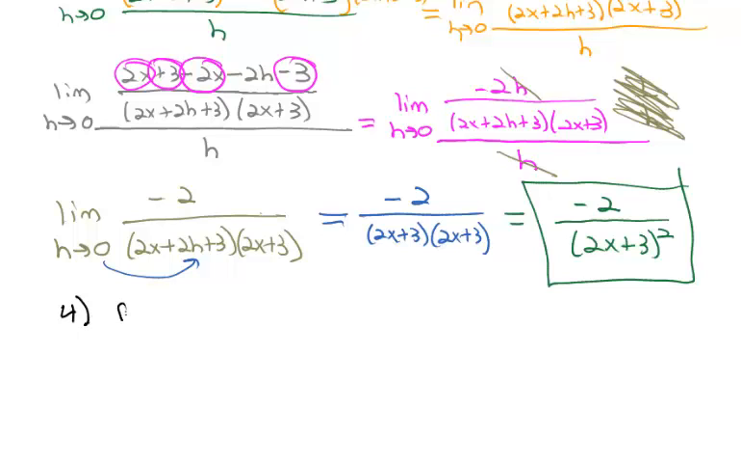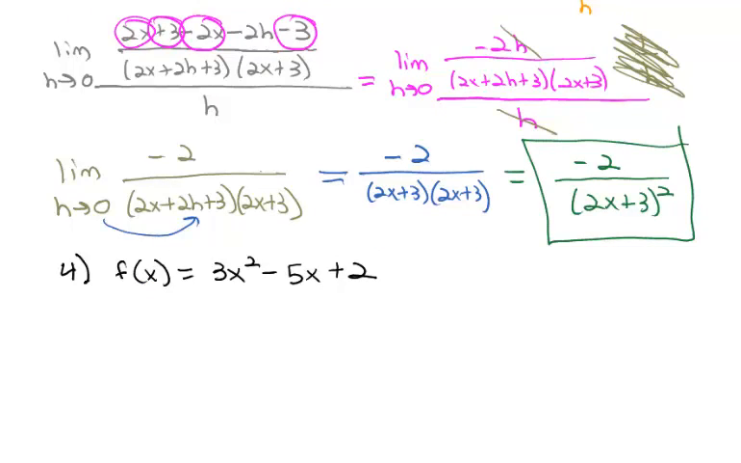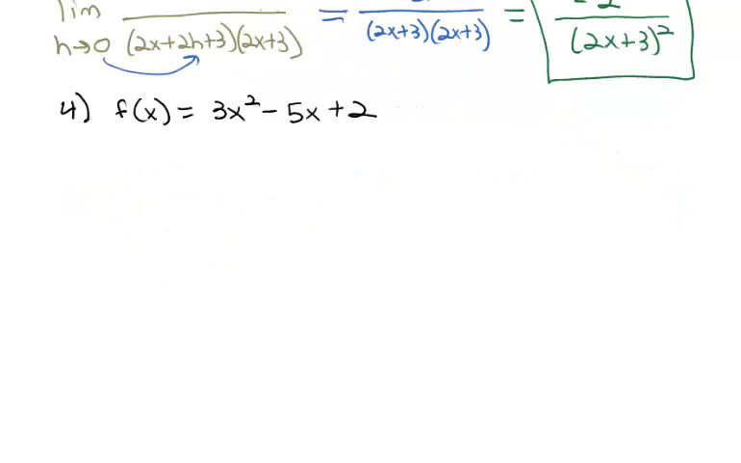Let's do f of x equals 3x squared minus 5x plus 2. Let's find the derivative of this guy, or the slope of the tangent line. The slope is going to be the limit as h goes to 0 of f of x plus h minus f of x all over h. And this time you'll notice there's an x squared and a regular x.